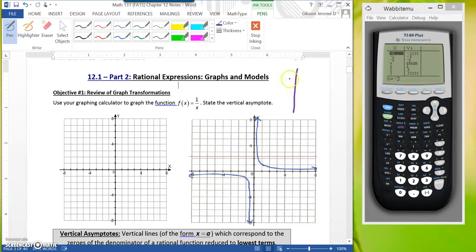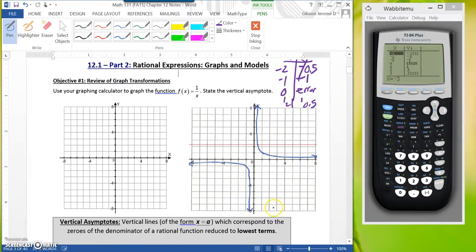So we could write out a couple of these points here. Like we could have a table, x and y. And we could start here with -2, -1, 0, 1, and 2. So at -2 is -0.5, -1 is -1, 0 is an error, and then 1, it would be 1, and 2, it'll be 0.5.